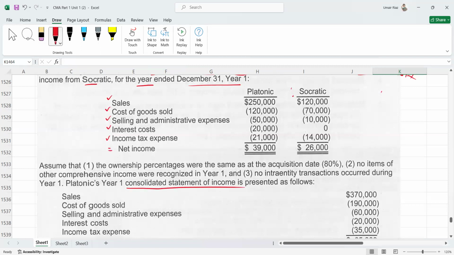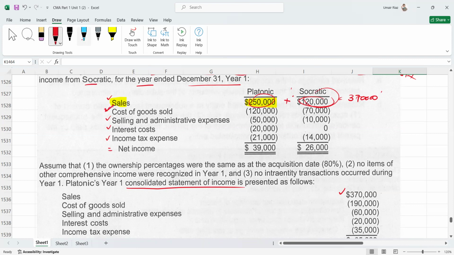If you want to calculate sales, you will take sales of parent, which is 250,000, plus sales of subsidiary, which is 120,000. Total is 370,000. So this is consolidated sales. If you have intra-company sales, you would do parent sales plus subsidiary sales minus intra-company sales, because intra-company transactions we have to eliminate. But I'm assuming we don't have any here, okay?